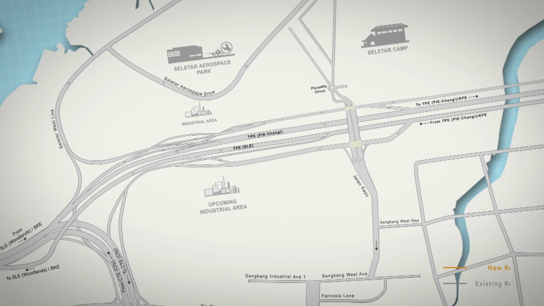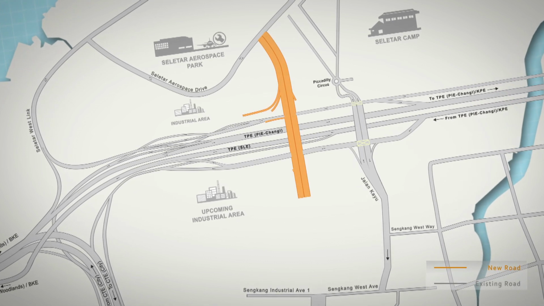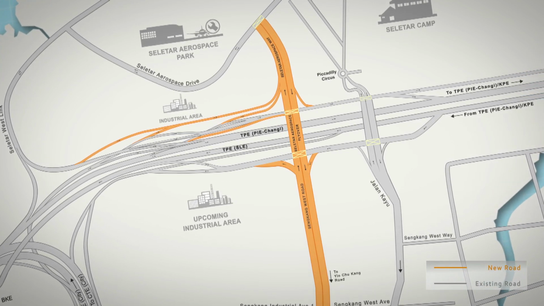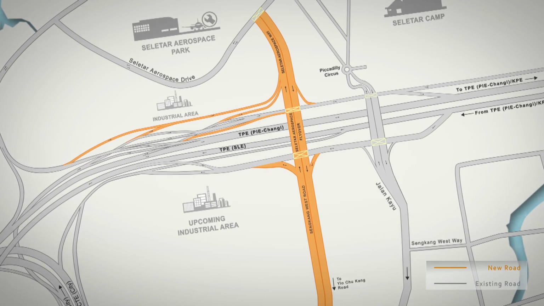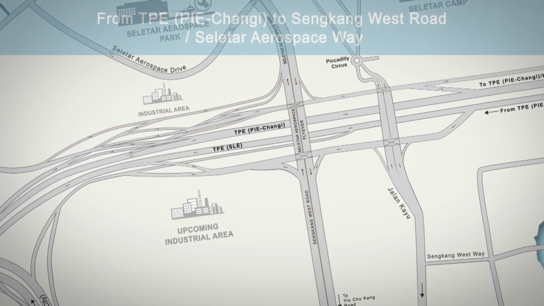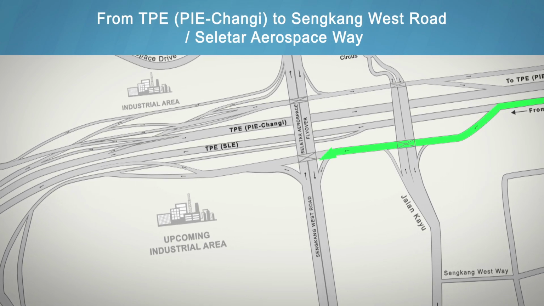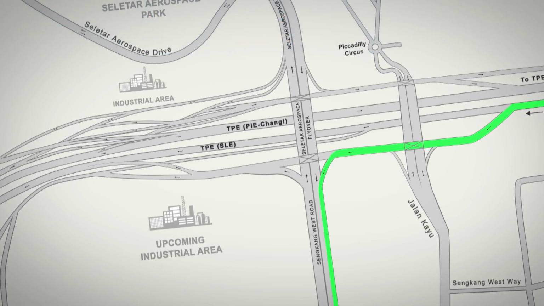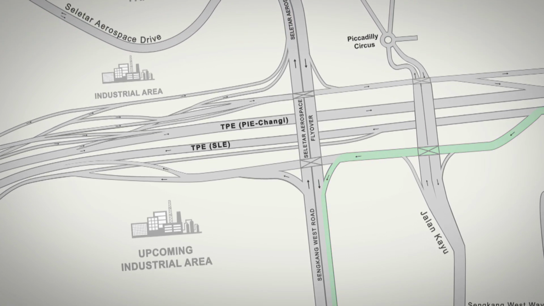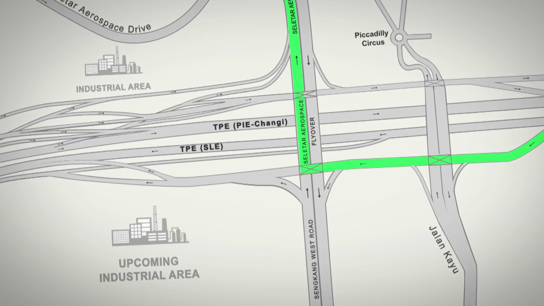With the opening of the Seletar Aerospace Flyover and Sengkang West Road, you can enjoy new direct connection to and from Seletar Aerospace Park, as well as improved road connectivity to the Seletar and Sengkang West area. These are the new routes when traveling from TPE PIE-Changi, going to the new Sengkang West Road towards Yio Chu Kang Road, or to Seletar Aerospace Way towards Seletar Aerospace Park.